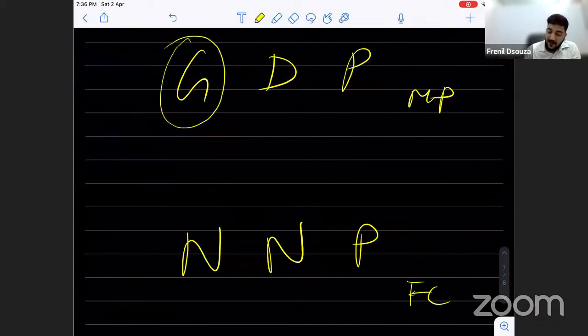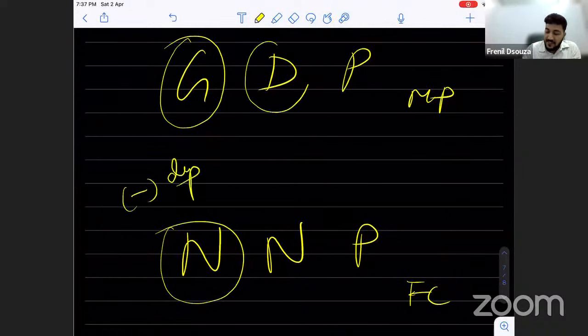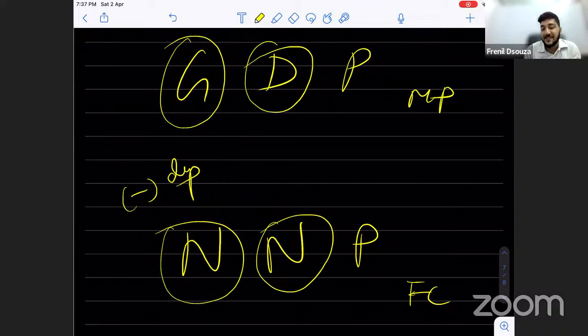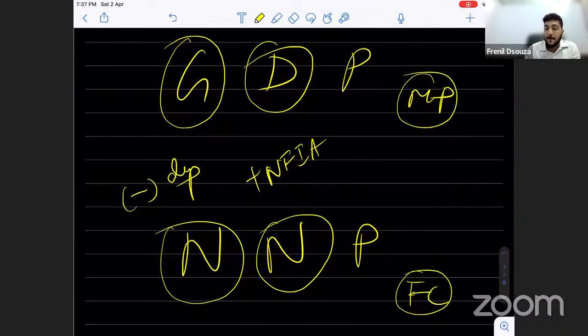Very simple. From gross, I have to get to net. How do I get? Minus depreciation. From domestic, I have to go to national. How do I go from domestic to national? National income is equal to, I told you, conversion formula, right? Domestic plus NFIA, I will get the national. And how to get to factor cost from market price? Market price minus net indirect tax. When I do net indirect tax, I will get factor. It is as simple as that.